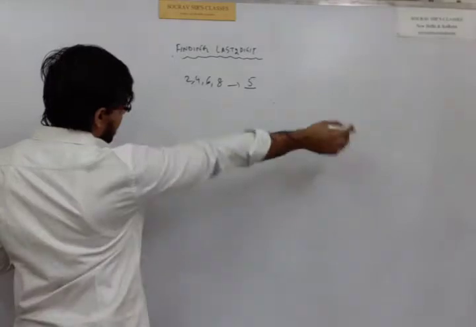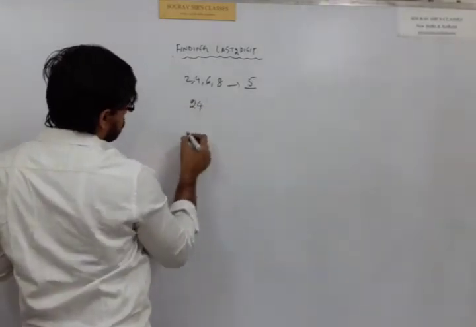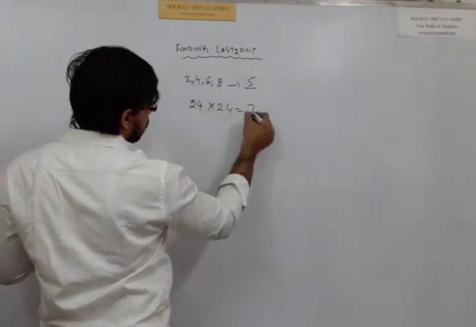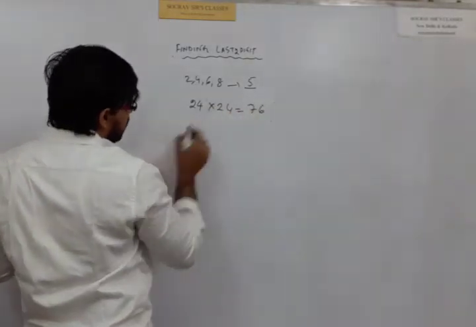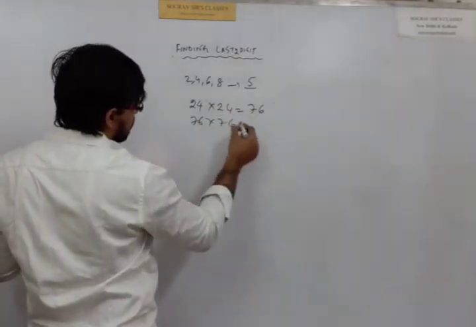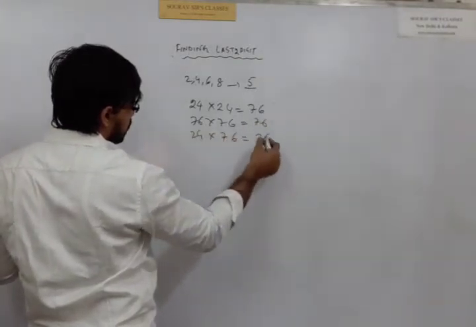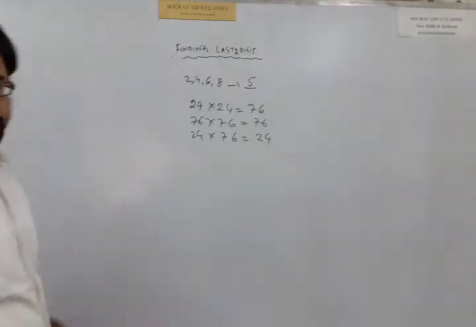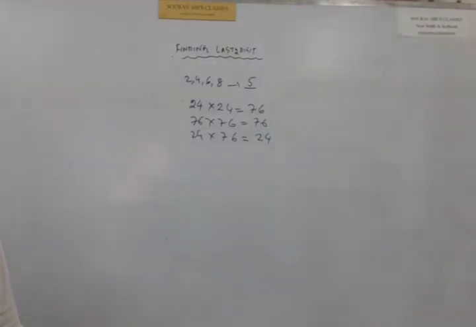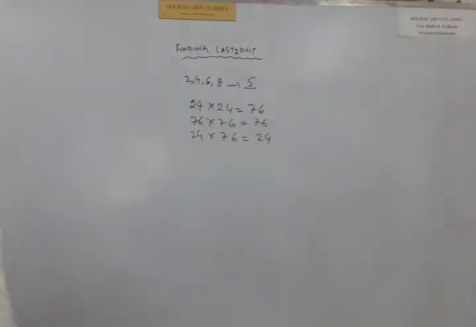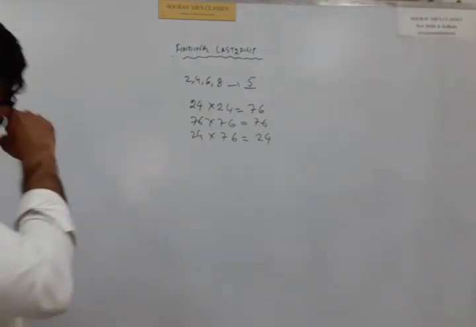So for 2, there is one logic. There's one logic which is important, that is 24 into 24 is ending up with 76. Okay, but 76 into 76 is ending up with 76. 24 into 76 is ending up with 24. So that's it. These are the three important pieces of information that we need here in order to solve all our problems. Let's have a look.